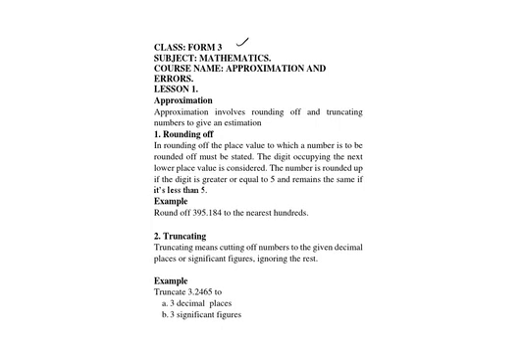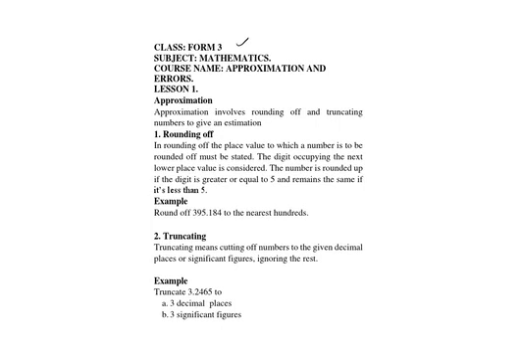In rounding off, the place value to which a number is to be rounded off must be stated. The digit occupying the next lower place value is considered. The number is rounded up if the digit being considered is greater or equal to 5 and remains the same if it is less than 5.